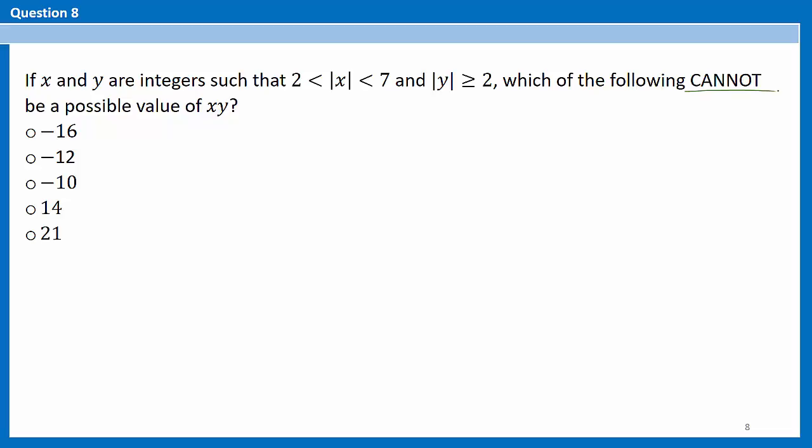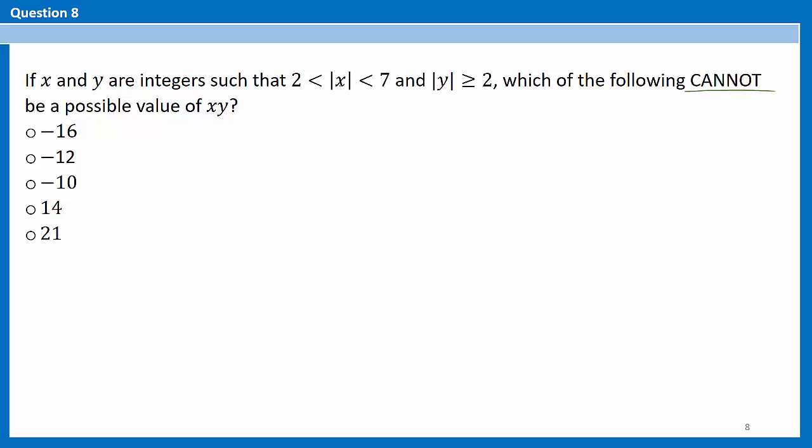And in that case, if it answers yes, then I would discard that option and I would be left with the one that definitely can never be a possible value of xy. Now I have two absolute values. I don't know the signs. I know they are integers, so they cannot be decimals. I'll have to try both signs.